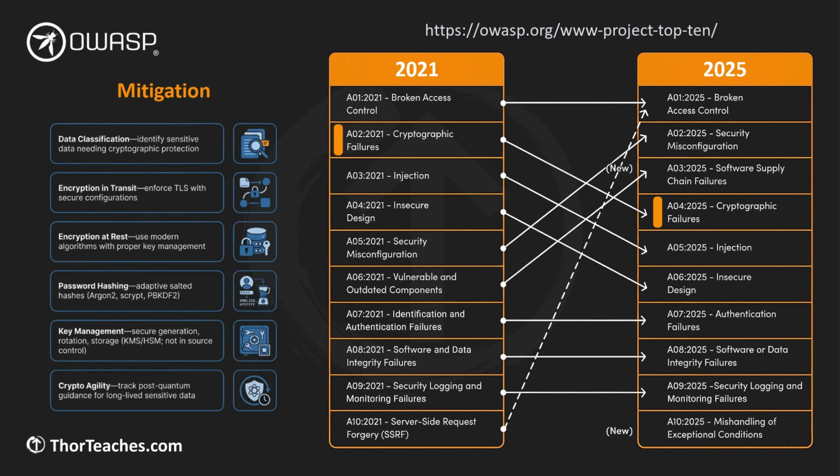Defending here starts with classification. You need to know which data is sensitive. Then you encrypt it at rest with strong modern algorithms and proper key management. You encrypt everything in transit using TLS with sane settings, and you enforce it. You never store passwords directly. You store hashes using adaptive salted functions like argon2, scrypt, or PBKDF2. And keys themselves need special care. They should be generated with real cryptographic randomness, rotated regularly, and stored in secure modules or cloud key management systems, not in config files in your Git repo.